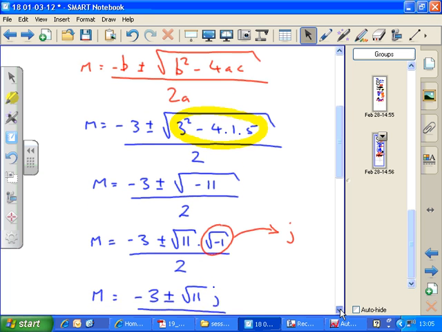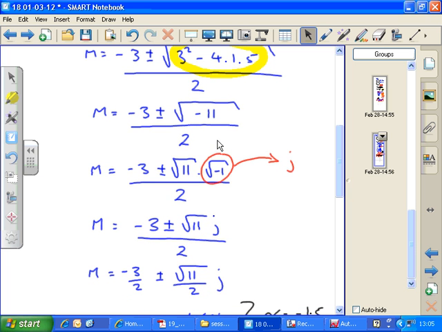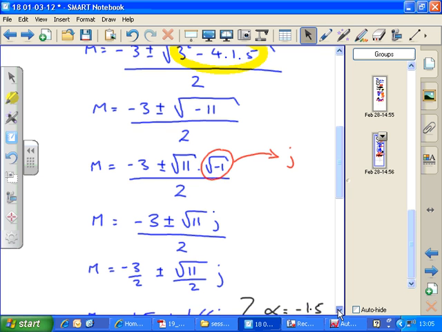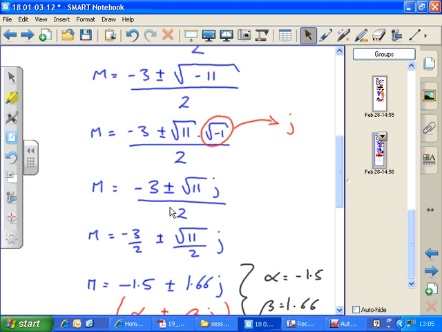So at this point, what I do is I rewrite this as, remembering that we can rewrite this square root as the square root of 11 times the square root of minus 1, because that's the same as the square root of minus 11. But the square root of minus 1 is j. So I'll rewrite this as this. Minus 3 plus or minus root 11 j all over 2. Now look at this next step. What I then do is I've got to split this into two parts. I split the fraction into minus 3 over 2 plus or minus the square root of 11 over 2 j.